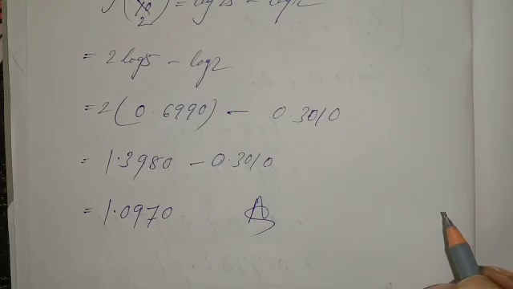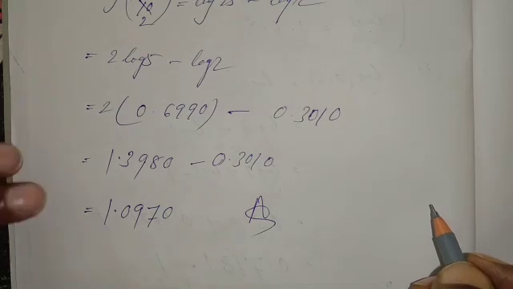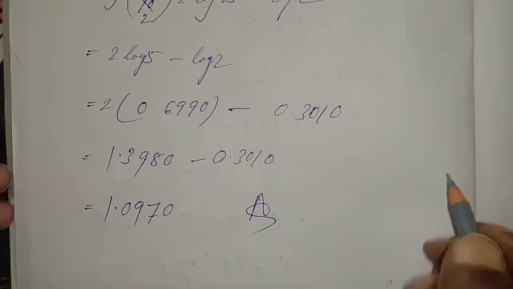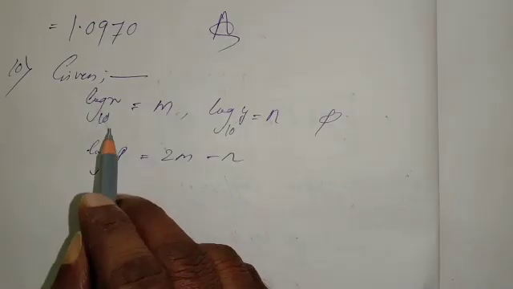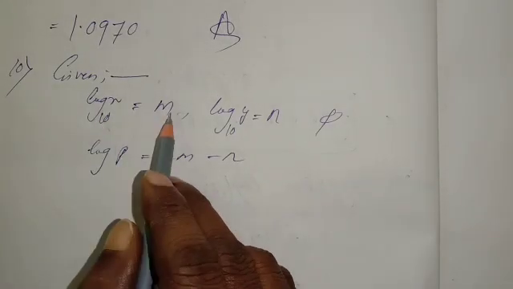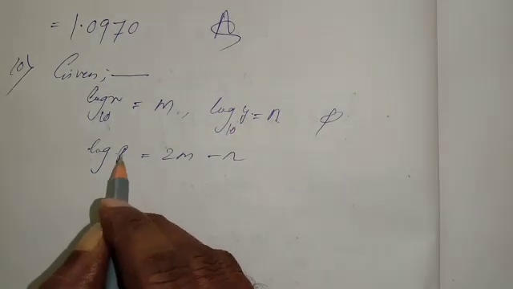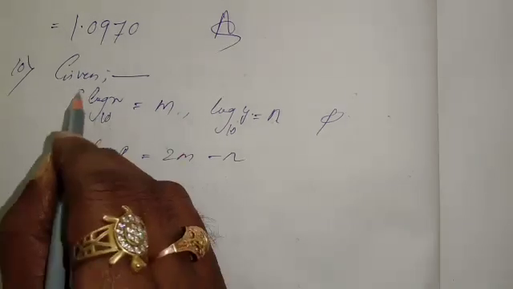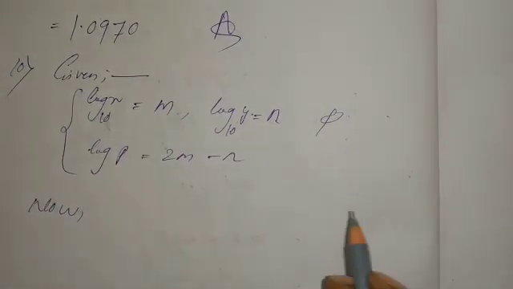I have completed number 9, all the parts, and one more question is left, that is number 10. See question number 10: it is given log x base 10 equals m, log y base 10 equals n, and log p equals 2m minus n, and you have to find the value of p in terms of x and y.